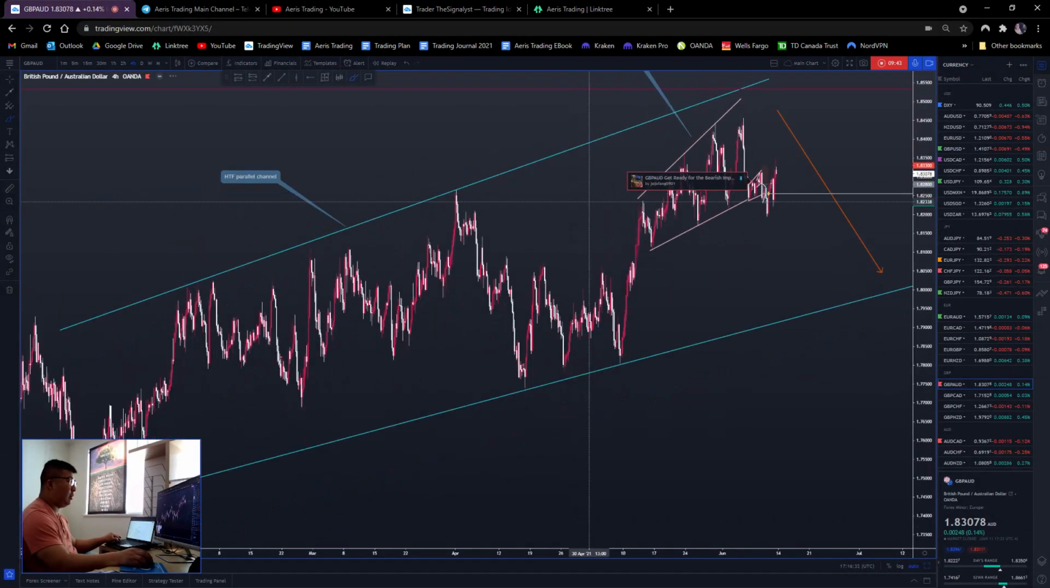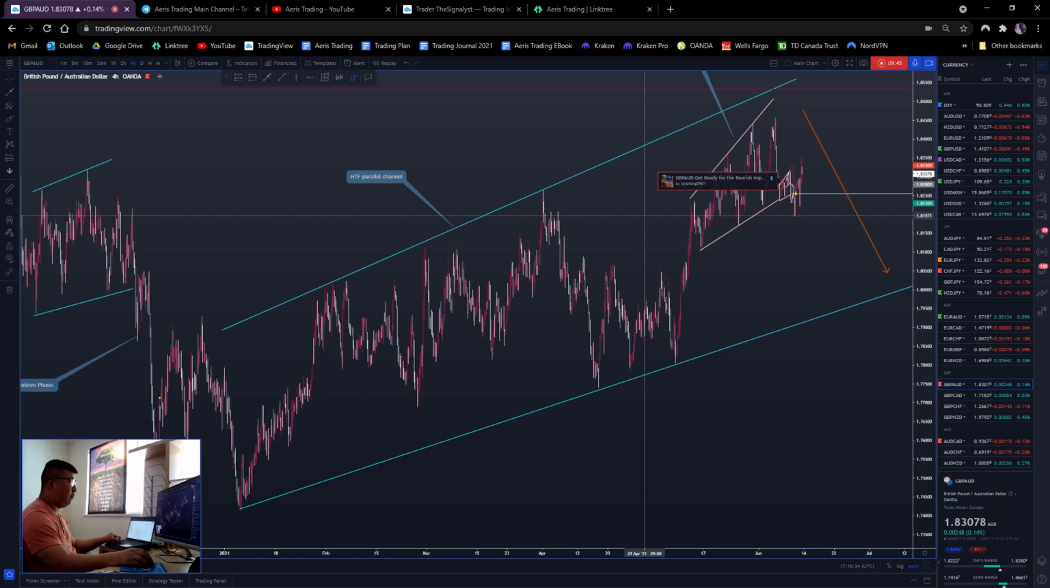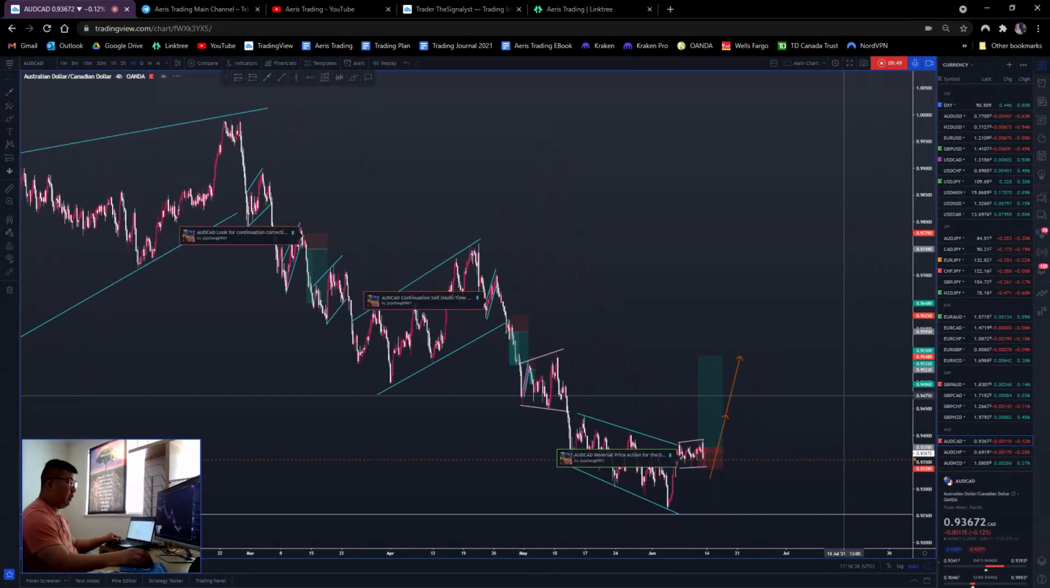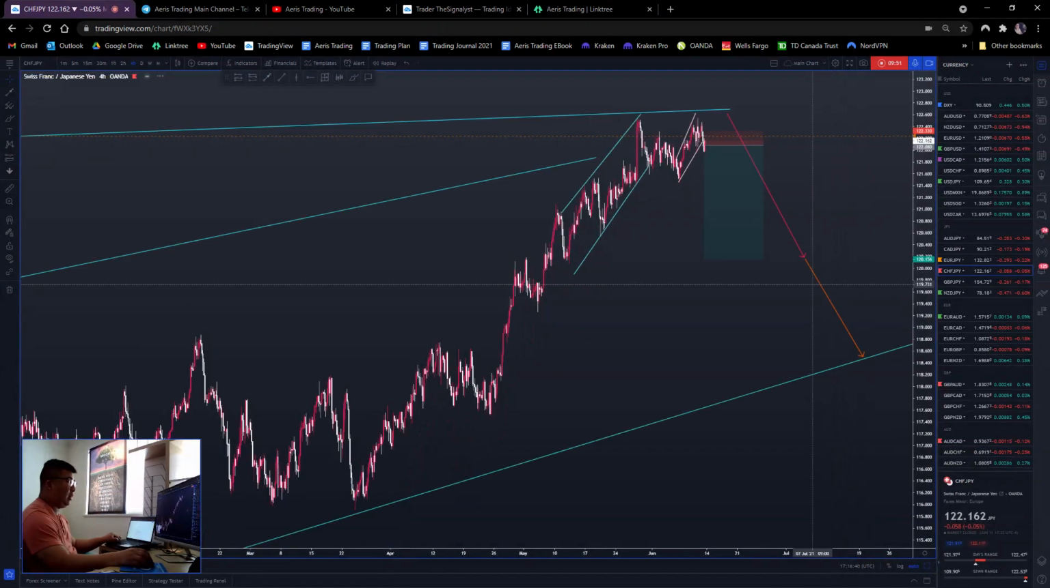So there it is, guys. That's pound Aussie for about 0.5% profit. So into next week, I'm going to have Aussie CAD running and Swiss yen running as well.